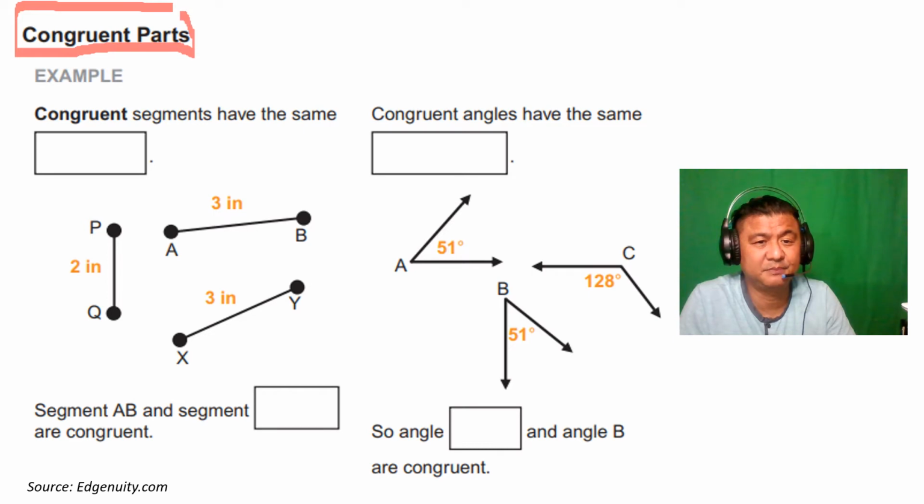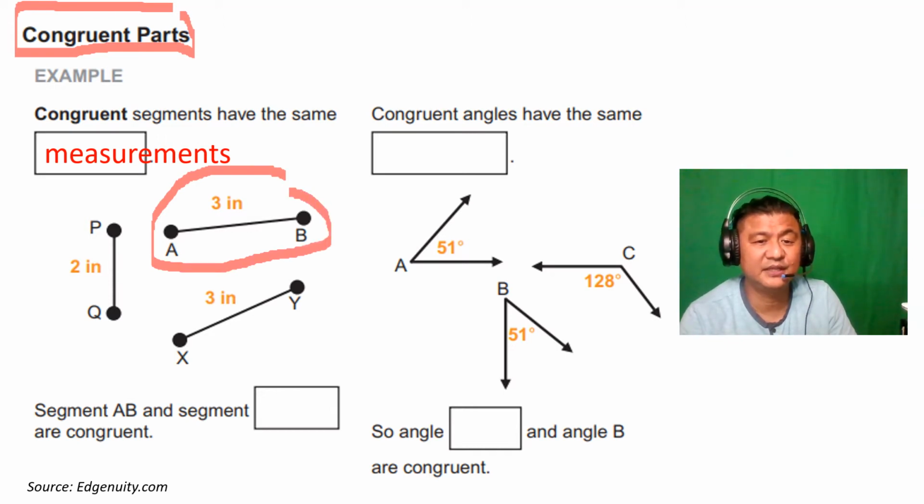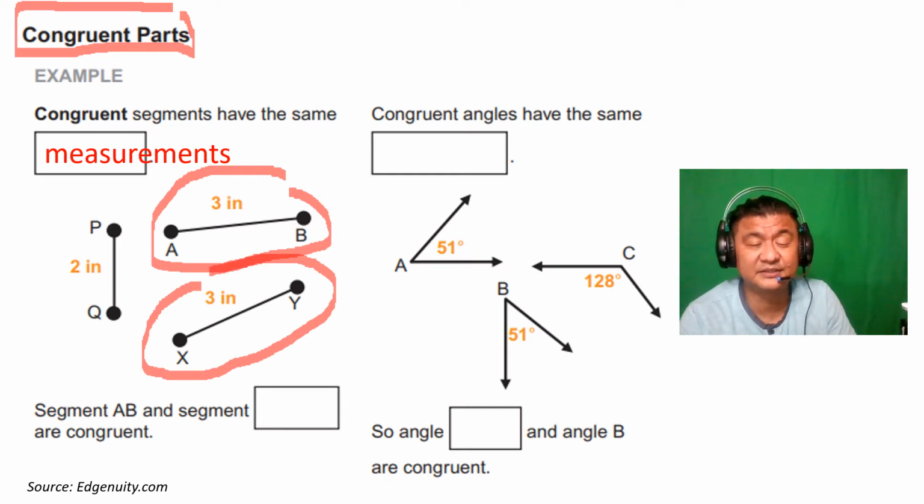Okay, next. All right, so today we're going to talk about congruent parts. Okay, parts. Look at the parts. Congruent segments have the same measurements. Check this out. Segment AB, this is segment AB, is obviously the same as segment XY. If you get a ruler and measure it, if that's 3 inches, the other one should exactly be 3 inches because they're congruent. So segment AB and segment XY are congruent.